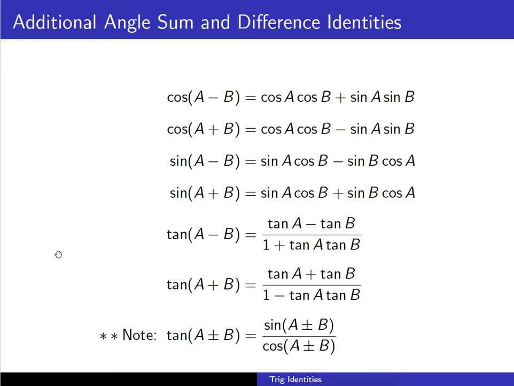And at the bottom here, it notes that, again, the tangent of a plus b is the sine of a plus b over the cosine of a plus b. And then the tangent of a minus b is the sine of a minus b over the cosine of a minus b. Again, reinforcing that idea that tangent of anything is the sine of that angle over the cosine of that angle.